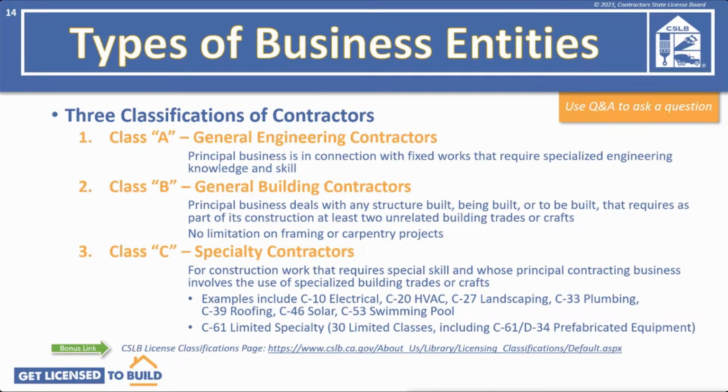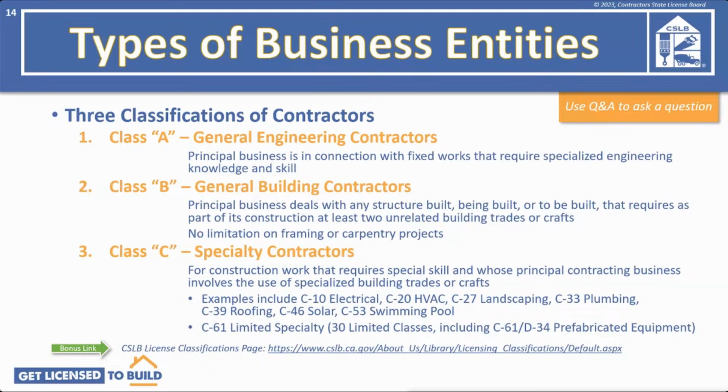Now let's talk about license classifications. A contractor's license can include multiple classifications, although you must select one when filling your application. While there are more than 40 license classifications in California, they all fall under 3 distinct categories.